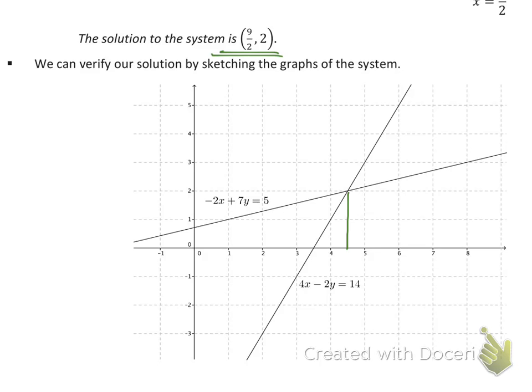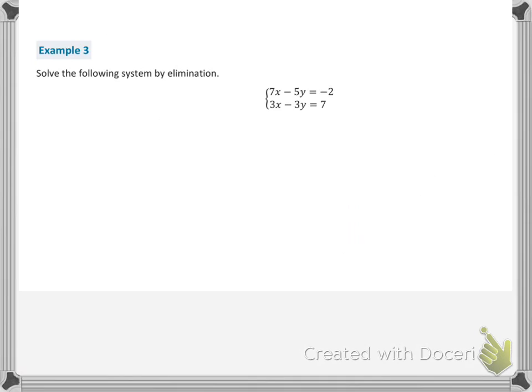So the x-coordinate appears to be at about 4.5, and the y-coordinate is 2. So the coordinates of that point on the graphs is the same as what we got solving it algebraically. Okay, so that's pretty cool. I think it's a little quicker to solve by using algebra than to solve by sketching the graphs. But we're going to continue doing both just so we can see that it's the same thing.